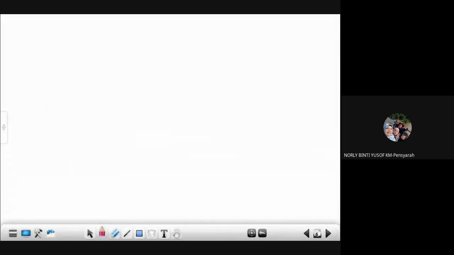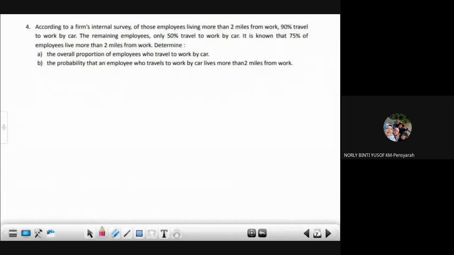Okay, so kita tengok pada soalan nombor 4. According to the firm's internal survey, for those employees living more than 2 miles from work, so ni event dia lah, as 90% travel to work by car. So ini 90% work by car. So C lah kan, buat dia punya notation. The remaining employees only 50% travel to work by car. And it is known that 75% of the employees live more than 2 miles from work.